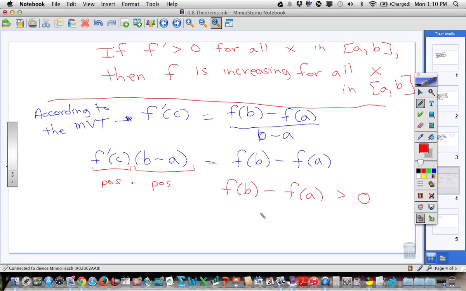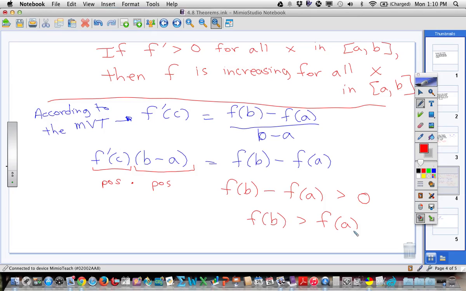Now let's add f of a over to the other side. So that means f of b has got to be greater than f of a. Now what are f of a and f of b again? The y values at the endpoints. This tells me my right y value is greater than my left y value. So that proves it's increasing.